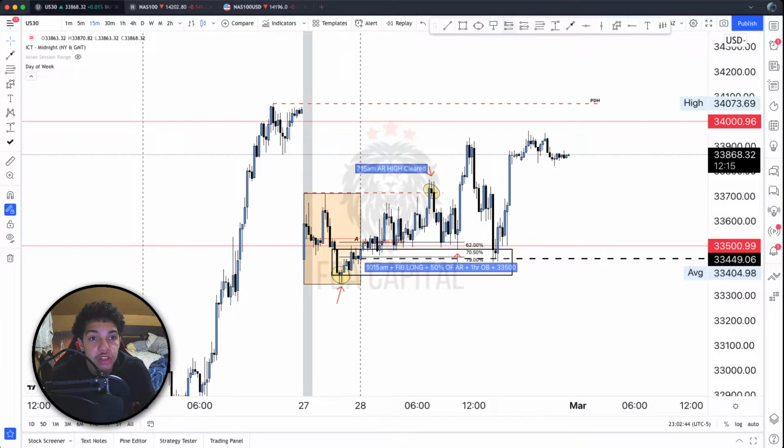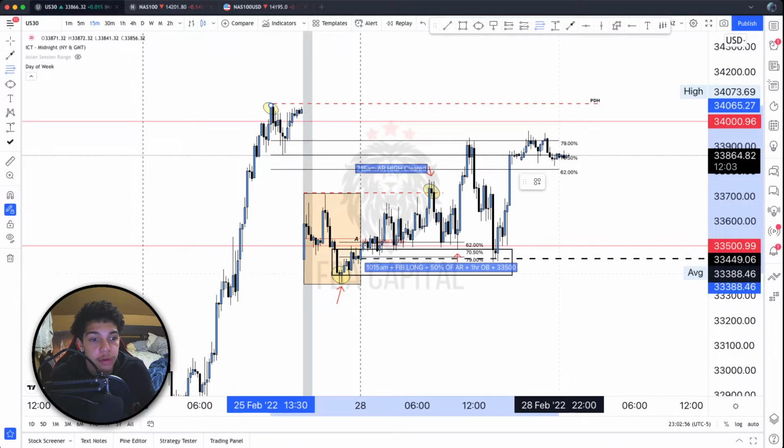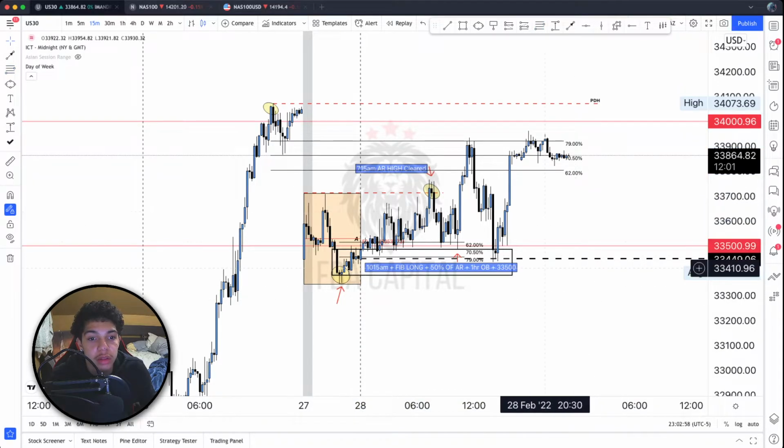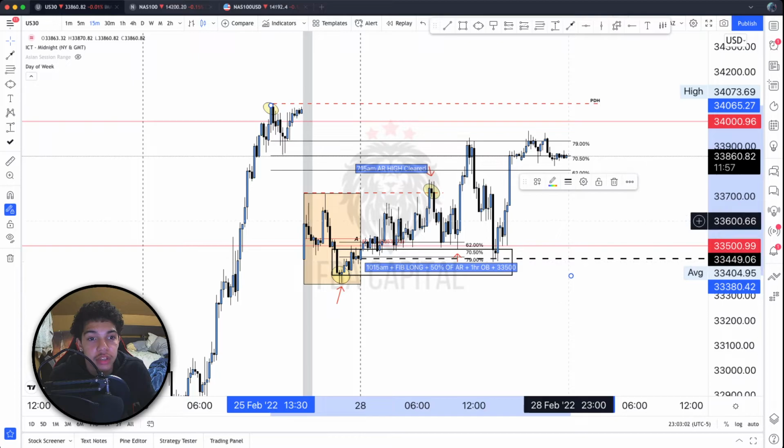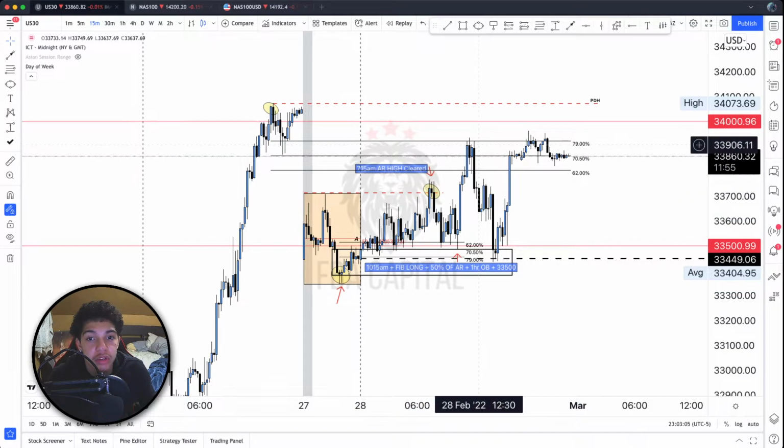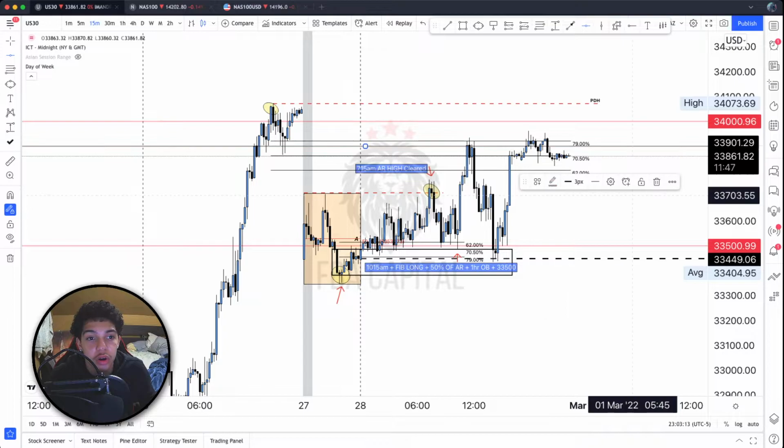Now, where was I going to target? Simply, I got my fib from this high up here, which is the previous day's high, and I drew it to this low down here, which is that Asian session low that I was talking about. So I drew my fib from here, and I was overall targeting the 70.50% right up here. And as you can see, that is where price came right on into, and also tapped into what level? 33,900 big figure level. So as you guys can see, these big figure levels are often respected.